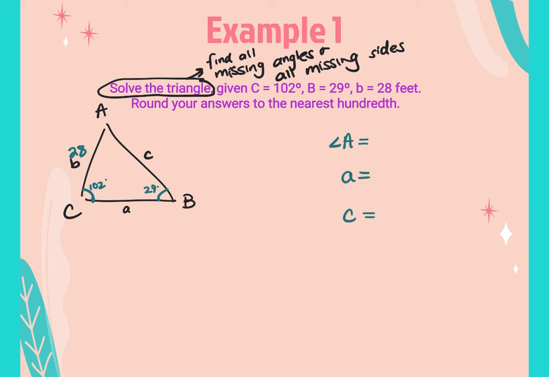So if you're given two angles, how do I find the third? Add them and subtract them from 180. That's the easiest thing to do. If you're given both angles, go ahead and do 180 minus 29 minus 102, and I get 49 degrees. Now I have all three angles.